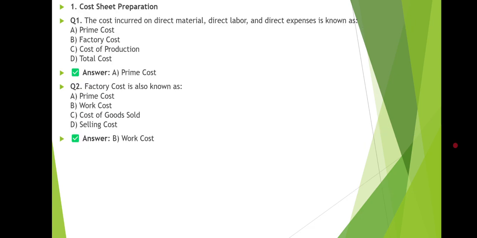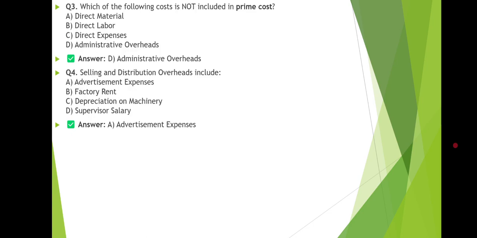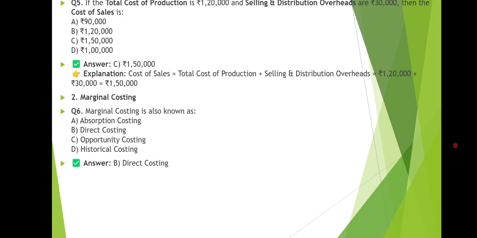Next topic we have is cost sheet preparation. These are the questions based on this topic only. The cost incurred on direct material, direct labor and direct expenses is known as prime cost. Next question: the factory cost is also known as work cost. Which of the following cost is not included in prime cost? The right answer is D, administrative overhead. Selling and distribution overhead include, the right answer is A, advertisement expenses.